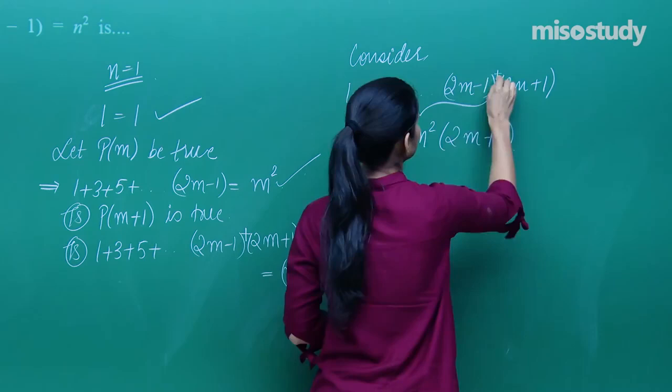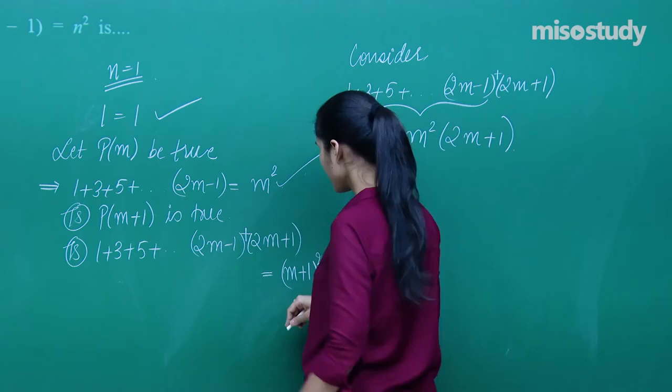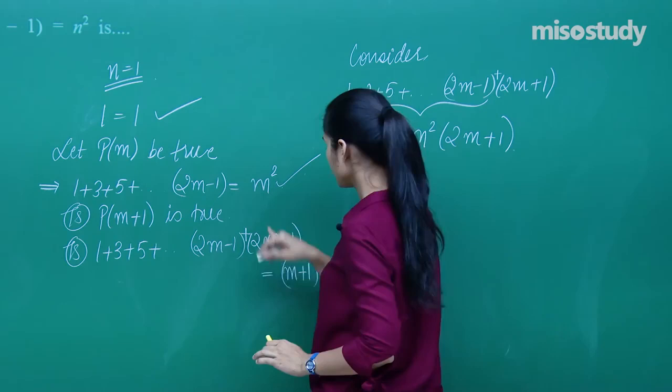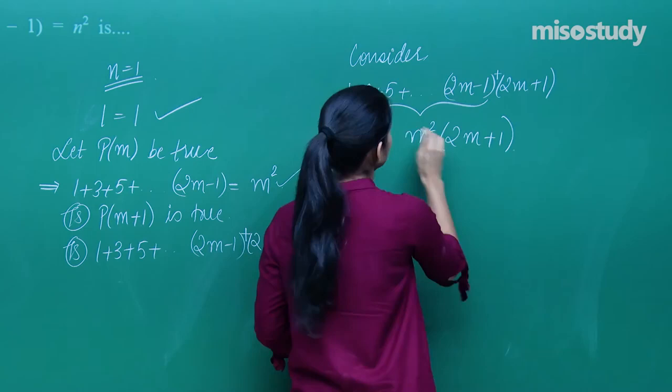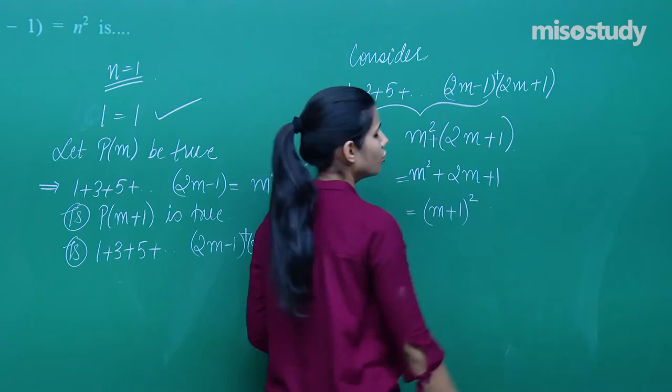So when you replace m by m plus 1, you basically get 1 plus 3 plus 5 plus 2m minus 1 plus 2m plus 1. And this is equal to replace m by m plus 1 in m square, which gives (m+1) whole square. I need to show this left hand side is equal to this right hand side. This expression has been replaced by m square plus 2m plus 1. What is m square plus 2m plus 1? It is (m+1) whole square, right? So your left hand side has come out to be equal to right hand side.